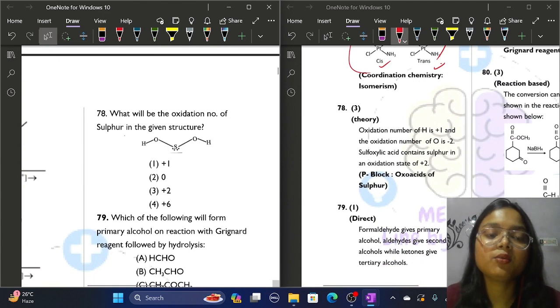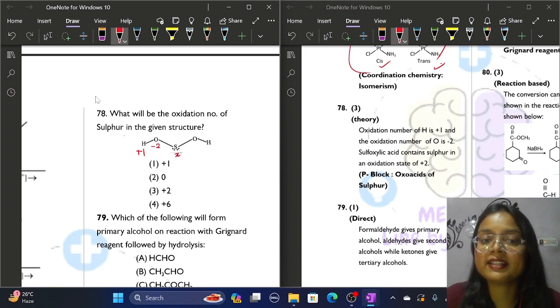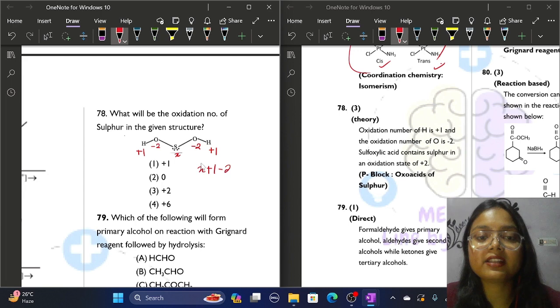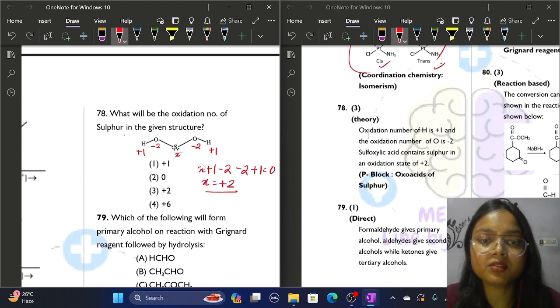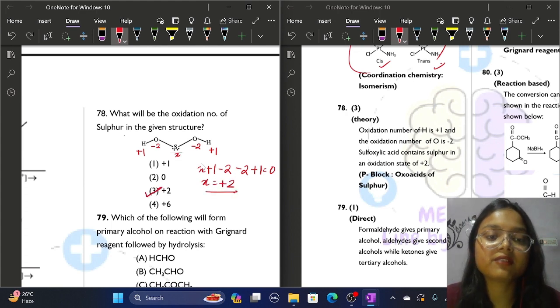For 78, what will be the oxidation number of sulfur in the given structure? We know that hydrogen has +1 oxidation state and oxygen has -2 oxidation state. The sulfur we have to find, so let's take it as X. Oxygen has -2 and hydrogen has +1. Upon solving, X plus 1 minus 2 plus 1 equals 0. So we get X as +2. The oxidation state of sulfur will be +2.